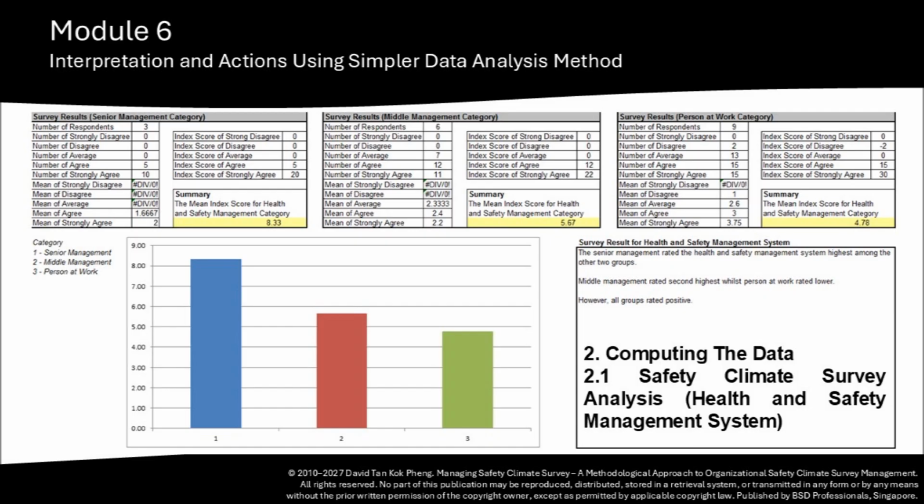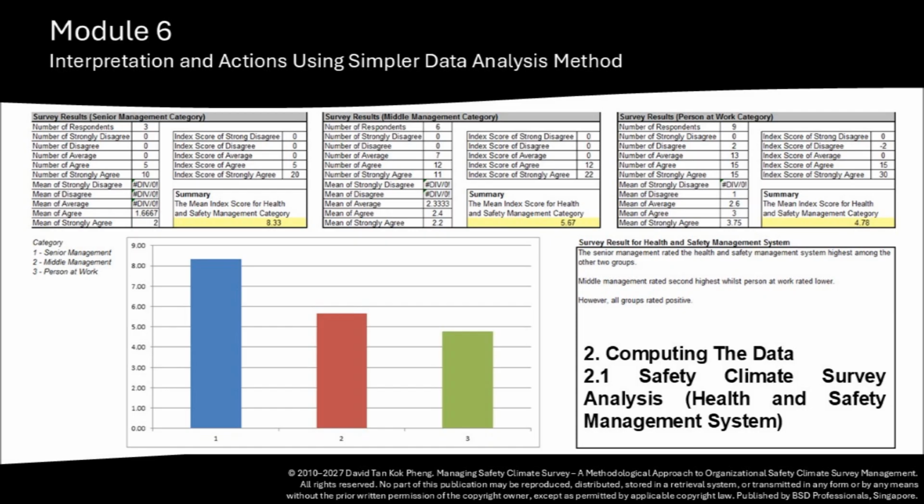Next, we calculate the mean values for each category using the average function, such as mean of strongly disagree, mean of disagree, mean of average, mean of agree, mean of strongly agree. These help us understand the distribution of responses more clearly.